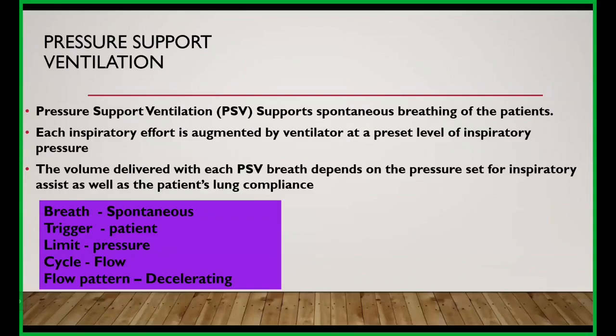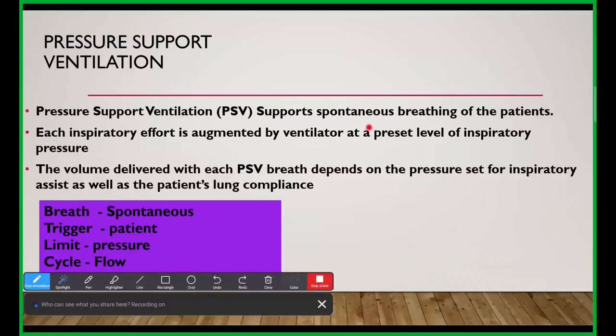So the breath is spontaneous, the trigger is patient triggered, and the limit is pressure limited. Cycle is flow cycle. This is the hallmark thing which makes its place in your neonatal ventilation. Pressure support ventilation is mainly seen here for your neonates because of flow cycling. What is flow cycling? When the flow gets reduced to 25% of the preset flow, then your flow cycling happens. This avoids prolonged inflation time. So this is how it helps in your neonatal ventilation.